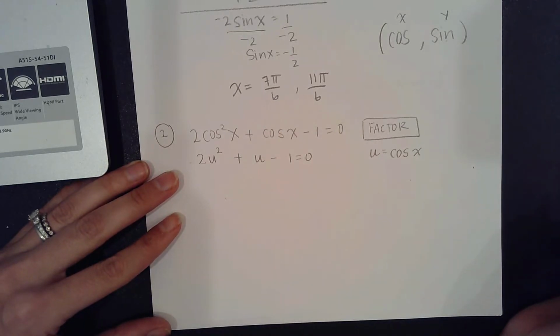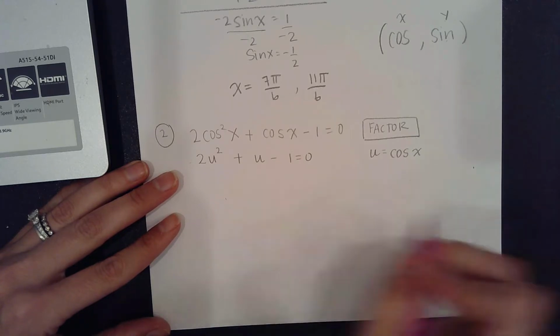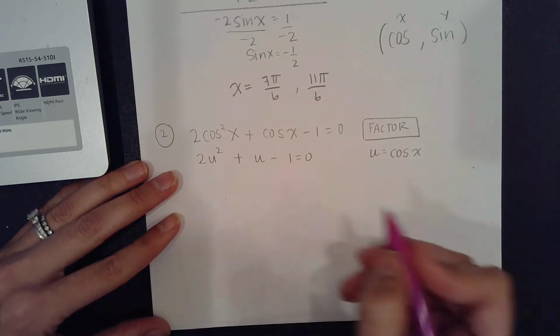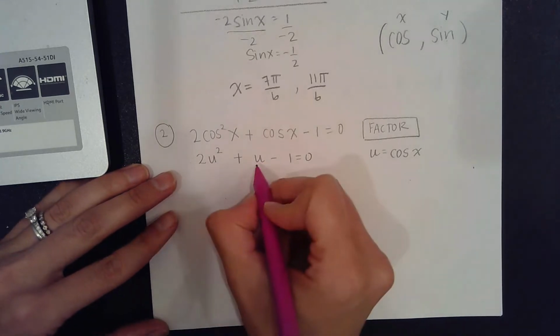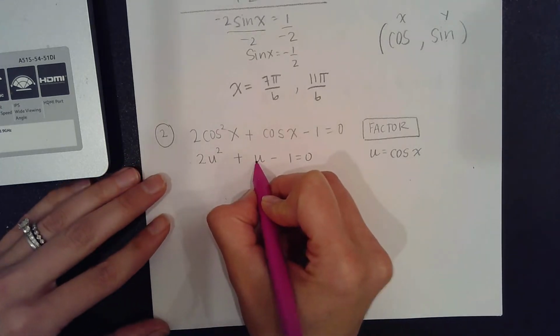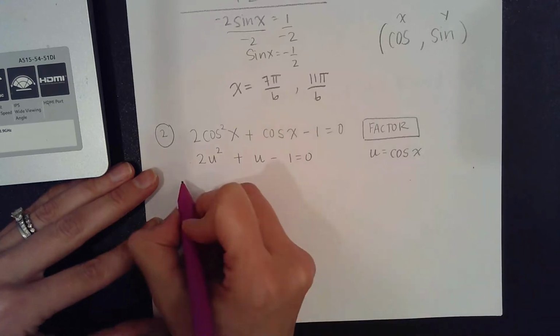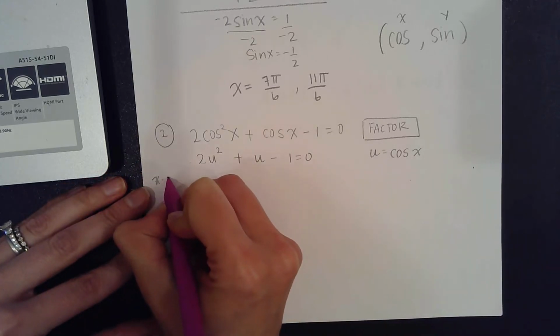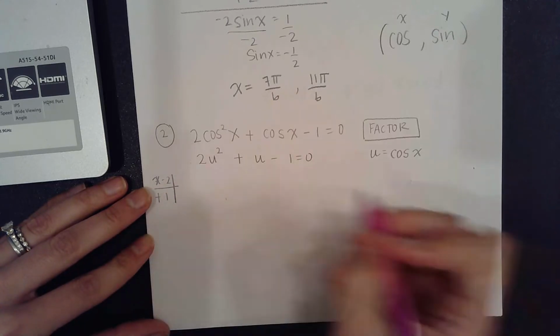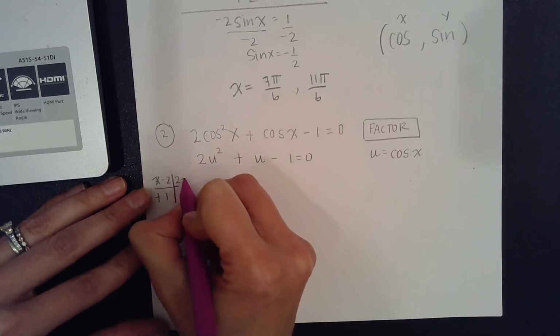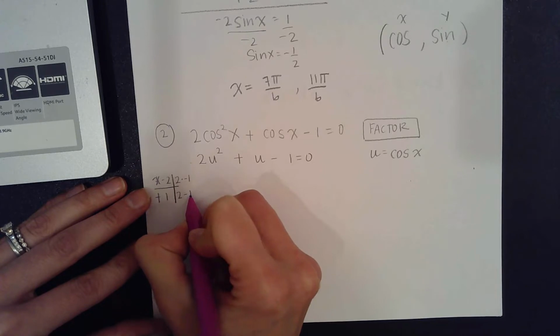Now this looks like something that you would have factored in algebra, okay? So you could definitely factor it like this. So what multiplies together to give you a negative 2 and adds together to give you a positive 1? So it's going to be a 2 and a negative 1, right?